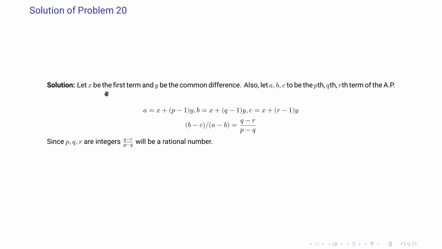So we let x be the first term and y be the common difference. We also let A, B, C be the pth, qth and rth terms of the AP. So A is equal to x plus p minus 1 into y, B is equal to x plus q minus 1 into y, C is equal to x plus r minus 1 into y. So what we have to prove is that B minus C by A minus B, that is q minus r by p minus q, is a rational number, which is true because p, q, r are all integers. So q minus r by p minus q will be a rational number.